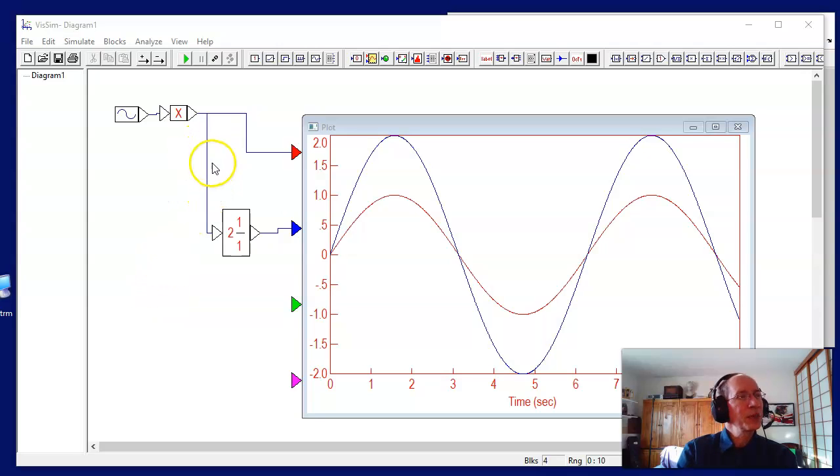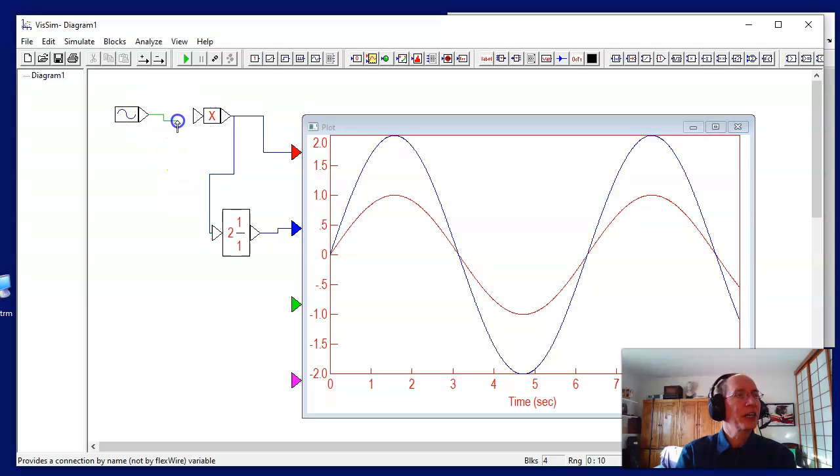For example, here's a program called VisSim. It's a program I really like. It's very similar to MATLAB's Simulink. If I take a sine wave, call it x, and then run it through a model of 2, the output in blue is twice the input. So a sine wave in gives you sine wave out.